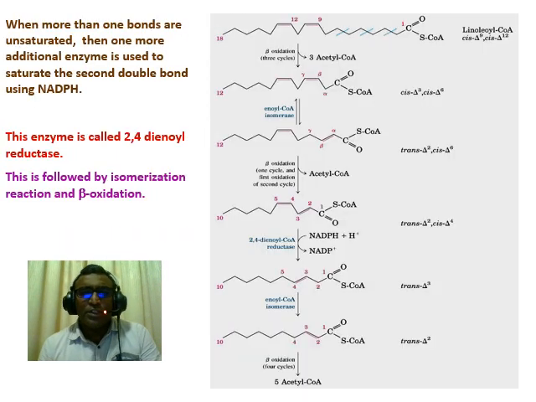Here the oxidation of multiple double bond fatty acid, which has more than a single double bond, is being described. An example is linoleic acid, which has 2 double bonds at location 9 as well as location 12. Again, beta oxidation will start off.